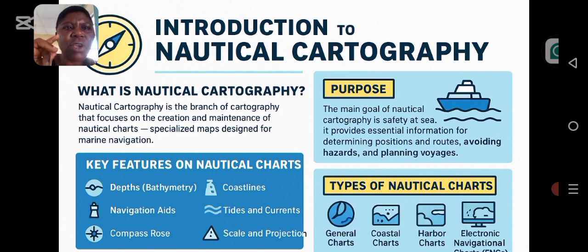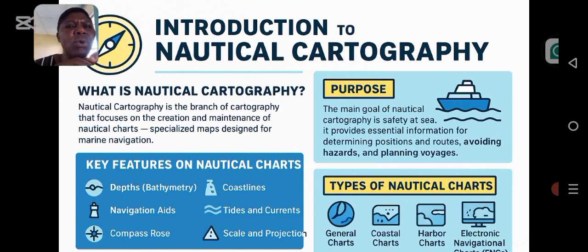Then we have the scale and the projection. Scale is very vital in every map, in every chart. As I do say, a map or a chart without a scale, you can't call it a map, you can't call it a chart. It is what? A diagram. Because scale is paramount, with scale measurements are taken, with scale a lot of decisions are being made. So a nautical chart must have a scale and a projection.